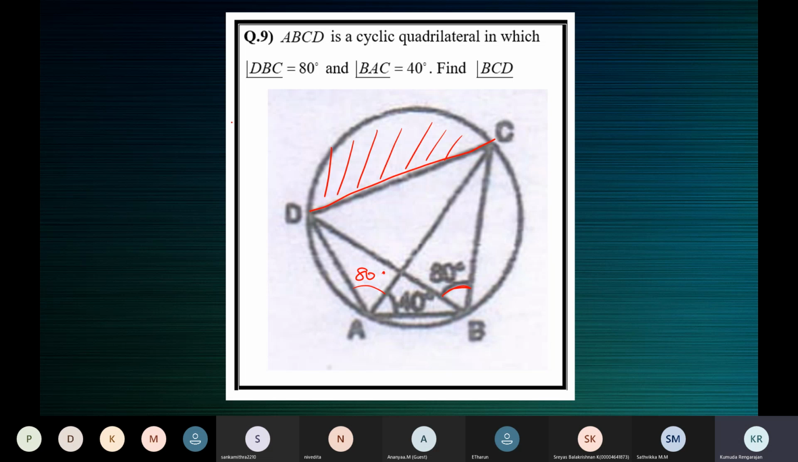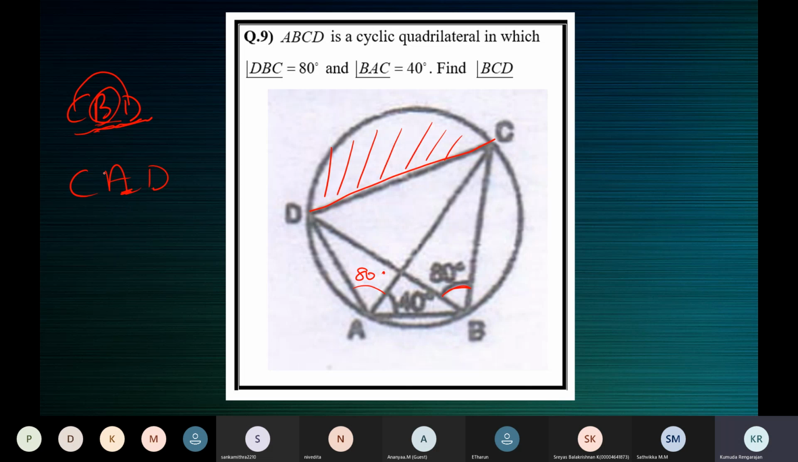Angle CBD, I repeat, angle CBD. Don't look at what I'm writing here. Look at this and then see the angle in the figure. Angle CBD is made by the arc CD at the point B on the circumference. The same arc CD makes angle CAD at the point A on the circumference.